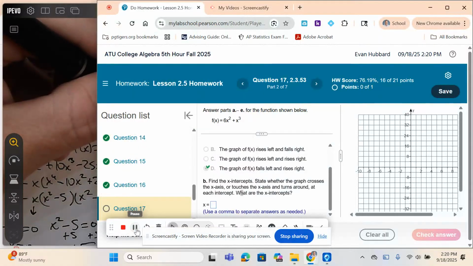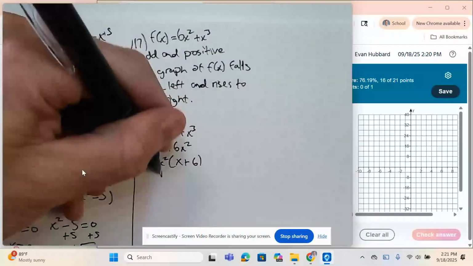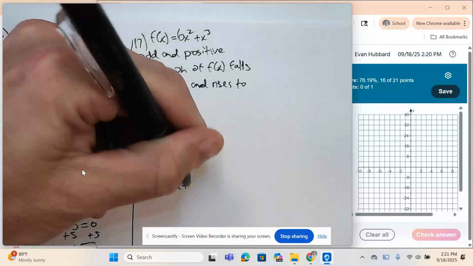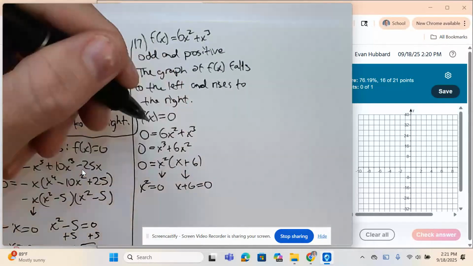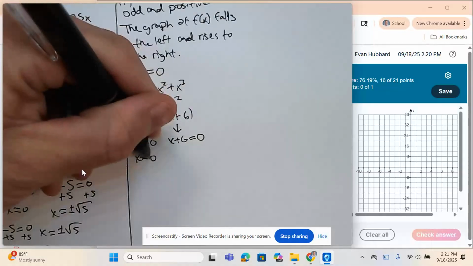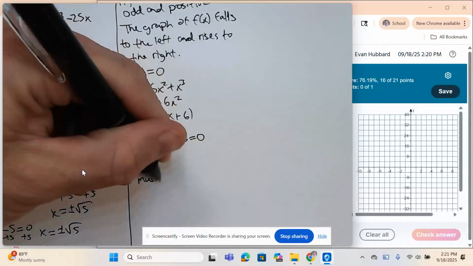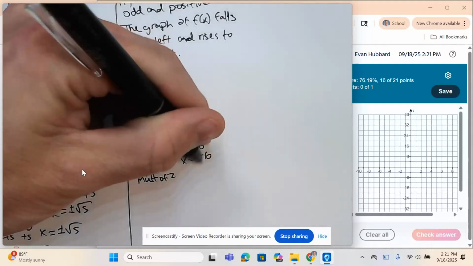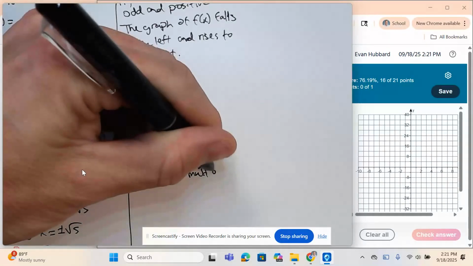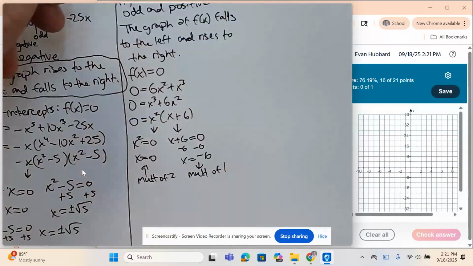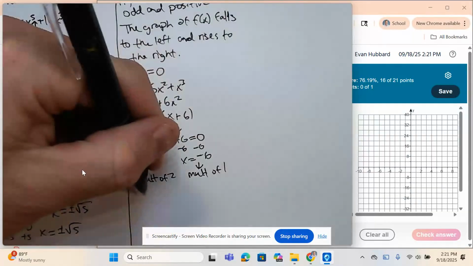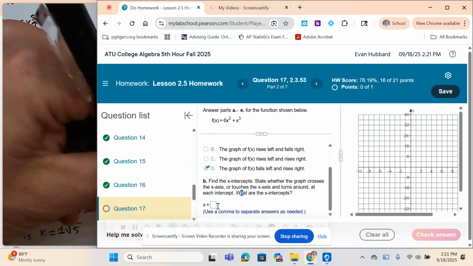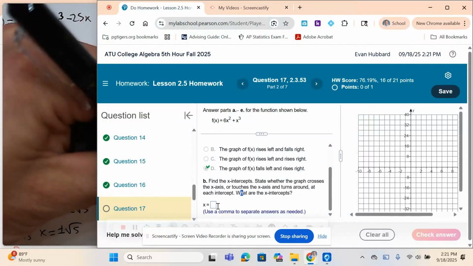Sorry. All right, so then you set each part equal to 0. This one's going to have a multiplicity of 2 here. This is going to be 0. This is going to have a multiplicity of 2. And then you subtract 6, x equals negative 6. That's going to be a multiplicity of 1 because it happens once. Okay, so my x-intercepts: x equals 0, comma, negative 6.